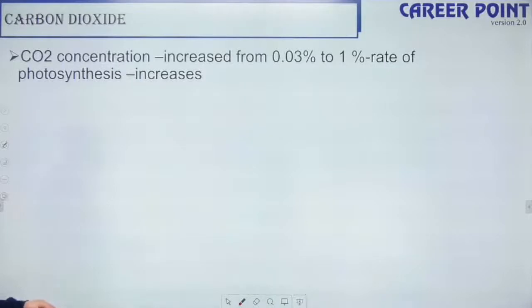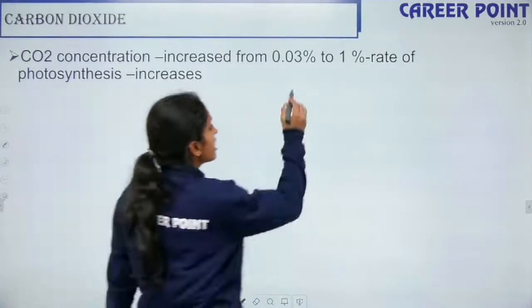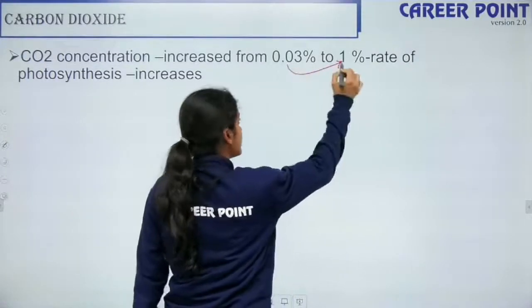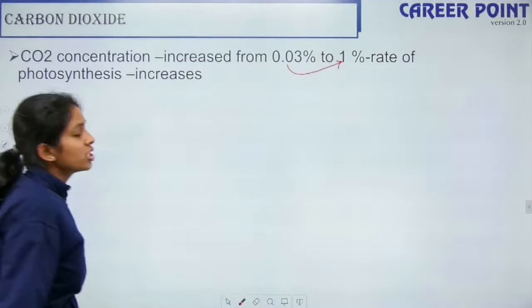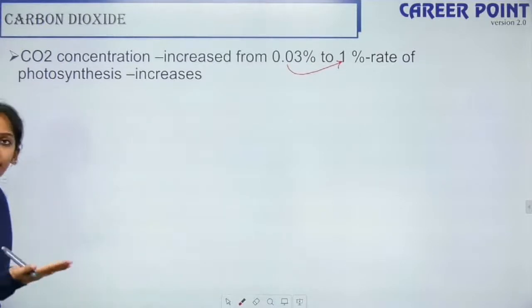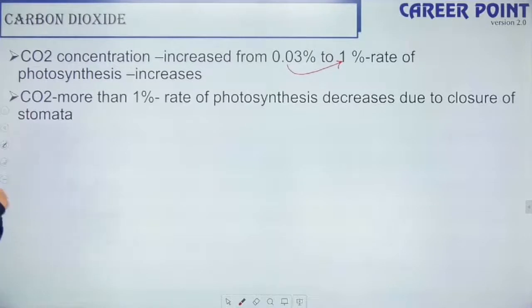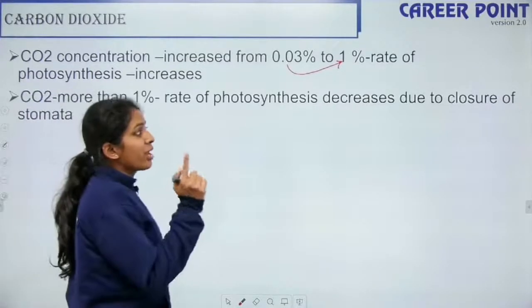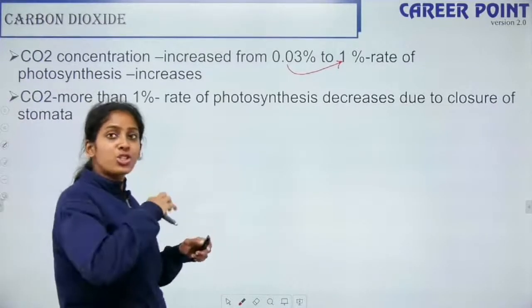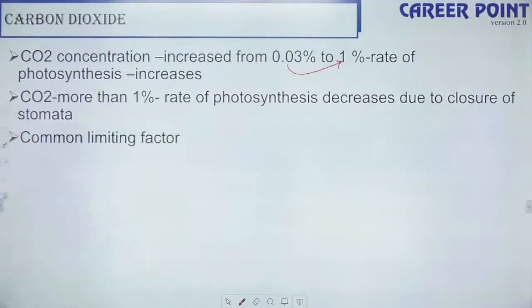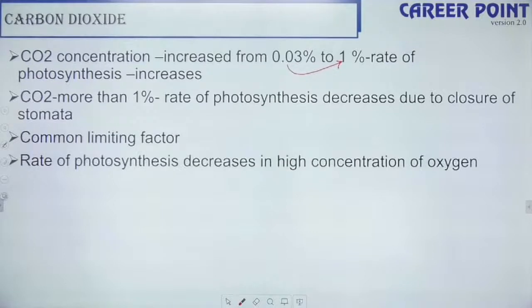So let's see how carbon dioxide affects it. When carbon dioxide concentration is increased from 0.03% to 1%, from less to high, the rate of photosynthesis increases. More carbon dioxide, you have more fixation, right? If carbon dioxide is more than 1%, then the rate of photosynthesis decreases because the plant has to suck in a lot of water. So that leads to transpiration, right? So it is a common limiting factor.